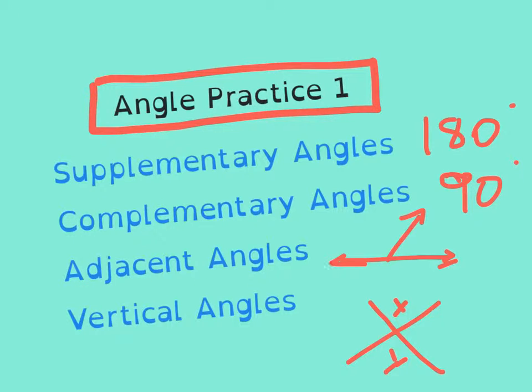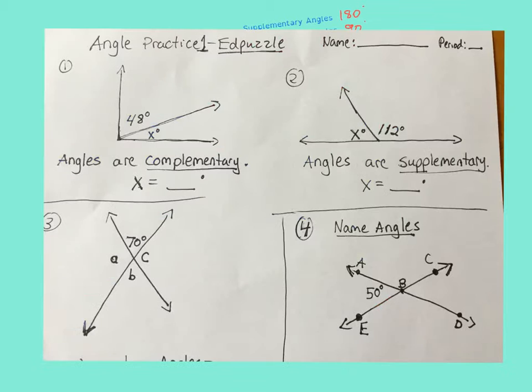Adjacent angles are just next door neighbor angles. They share a side and a vertex, or a point, so they are next to each other. Vertical angles are always opposite and equal. So x is opposite of y, so the measure of angle x would equal the measure of angle y. All right, make sure you have the practice problems in front of you so you can solve them along with me. It should be called Angle Practice 1 Ed Puzzle.